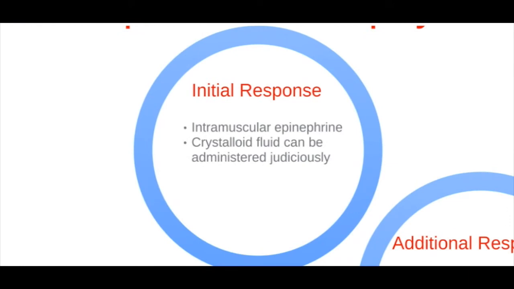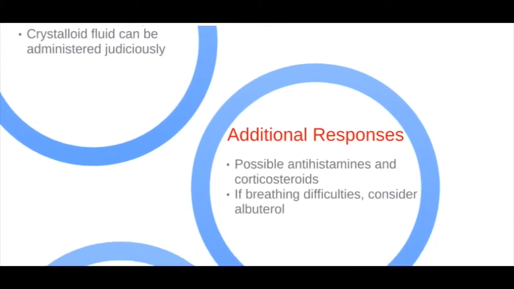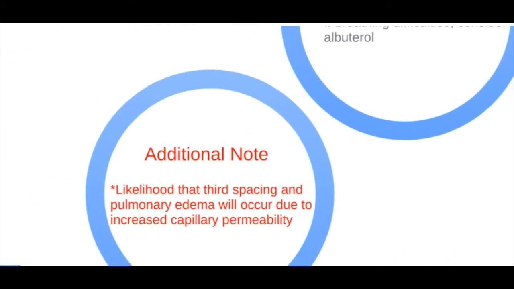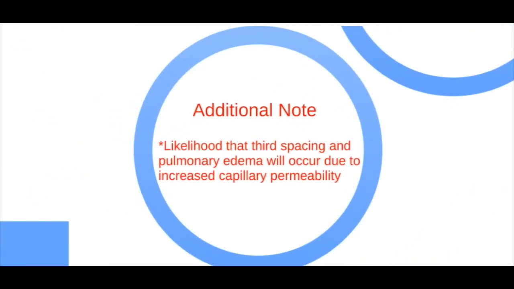In anaphylactic shock, initial treatment consists of administering intramuscular epinephrine. Also give IV crystalloid fluid judiciously. Possible antihistamines and corticosteroids are additional responses. If breathing difficulties are present, consider administering nebulized albuterol. Note it is likely that third spacing in pulmonary edema will occur due to increased capillary permeability.